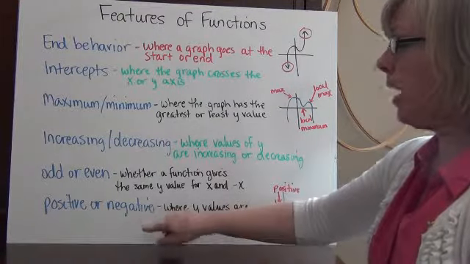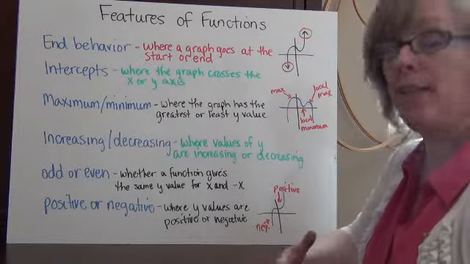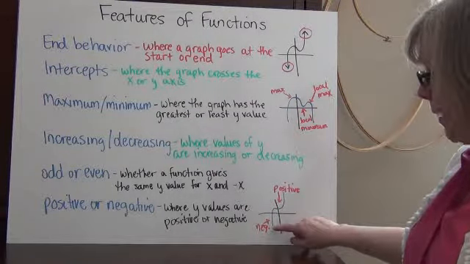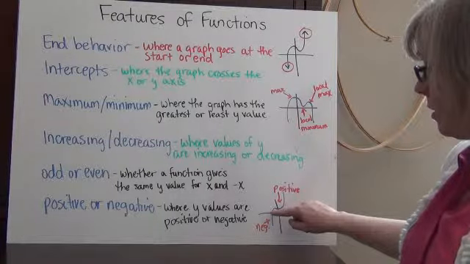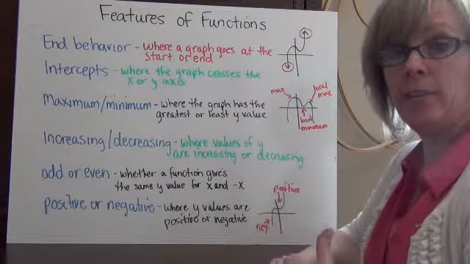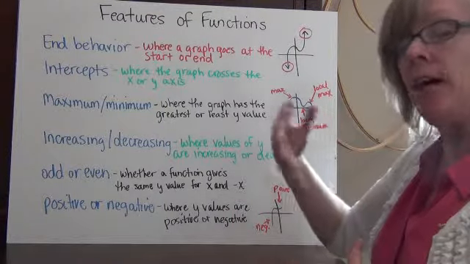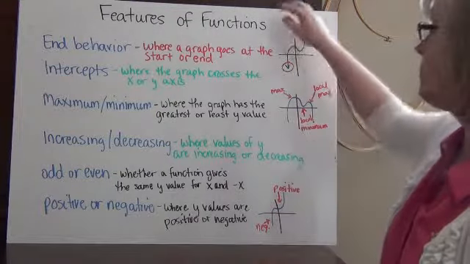Whether a graph is positive or negative is very much like increasing or decreasing. It depends on the y value. So if I take a look, here's where down here the y is below 0, it's negative, negative, negative. Whoop, it switches: positive, positive, positive, positive. So if the y value is negative, my graph is negative. If my y value is positive, my graph is positive in that spot. Okay?